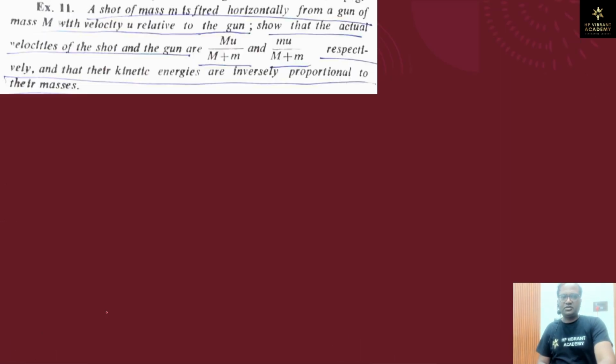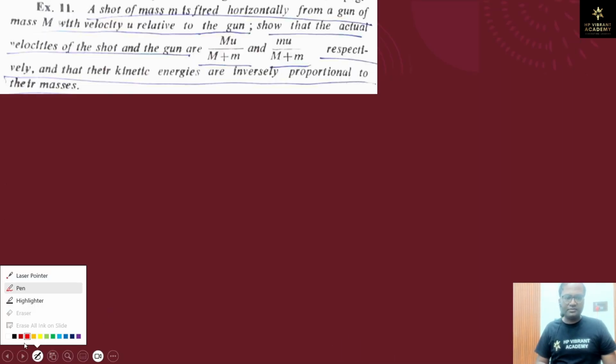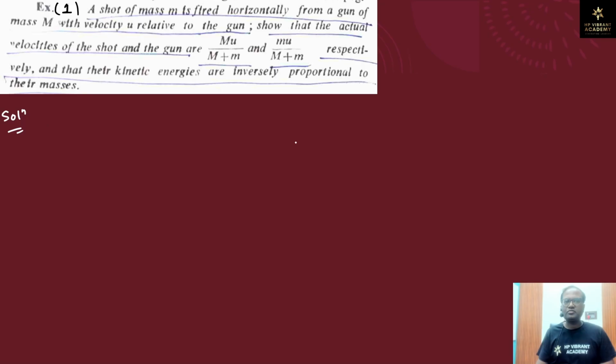Okay, let us discuss some questions on this topic. What is given in question number 1? A shot of mass m is fired horizontally from a gun of mass capital M with velocity u relative to the gun. Show that the actual velocities of the shot and gun are given by Mu upon M plus m and mu upon M plus m respectively, and their kinetic energies are inversely proportional to their masses.